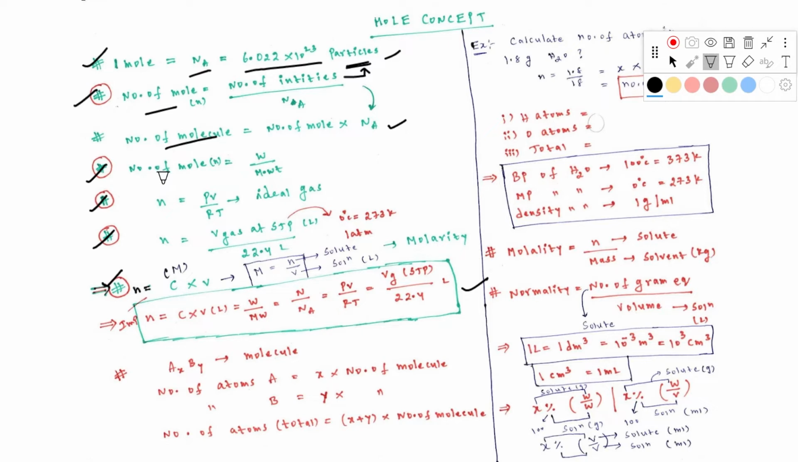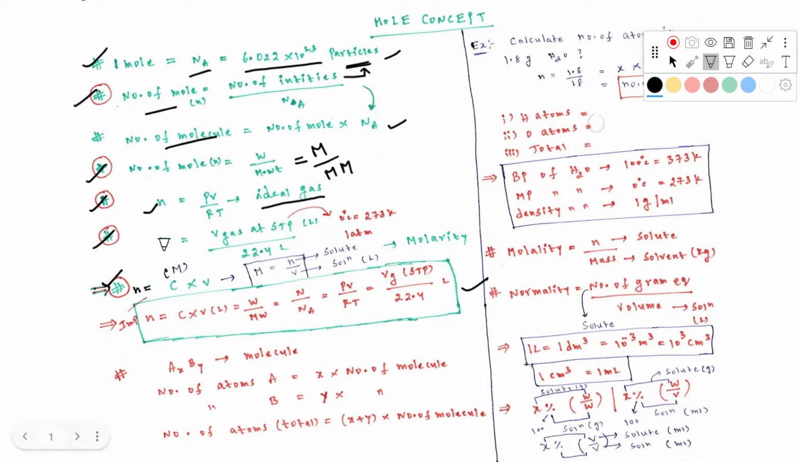Okay. Next formula. Number of moles again equal to weight by molecular weight, or we can write mass by molar mass. This is another important formula. Again, number of moles equal to PV by RT. This formula you have to use when you have the condition of ideal gas. Okay. If you have the condition of solid or liquid, you don't have to use this. Only if you have the condition of ideal gas in the question, you have to use this formula.